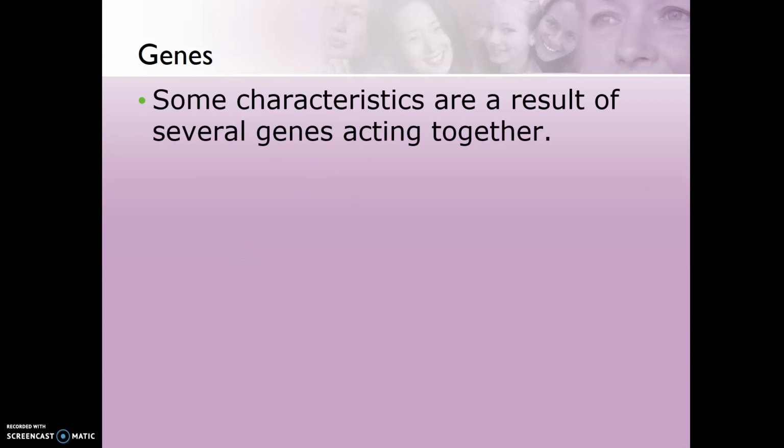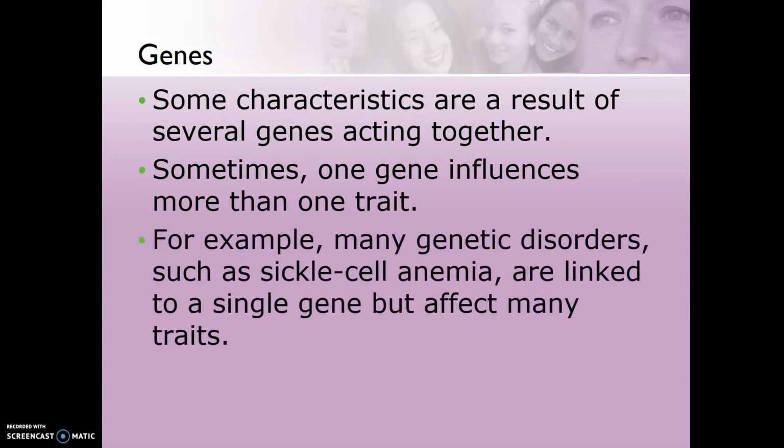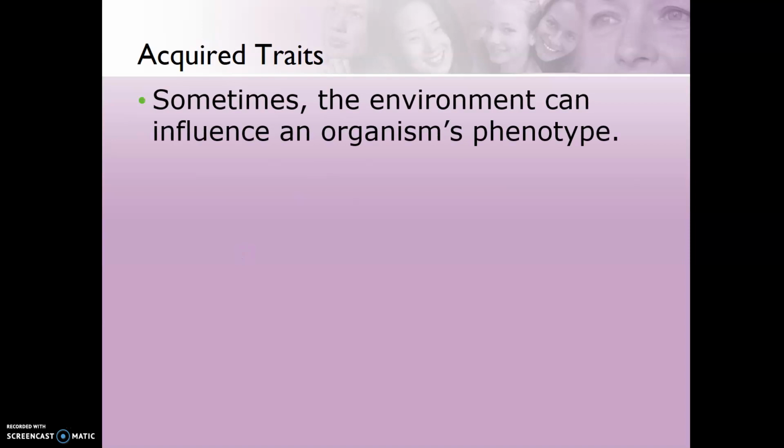Some characteristics are the result of several genes acting together. Sometimes one gene influences more than one trait. For example, some genetic disorders like sickle cell anemia are linked to a single gene, but they can affect many different traits. If you're interested in something like sickle cell anemia, I would encourage you to look that up. It's an interesting genetic disorder.